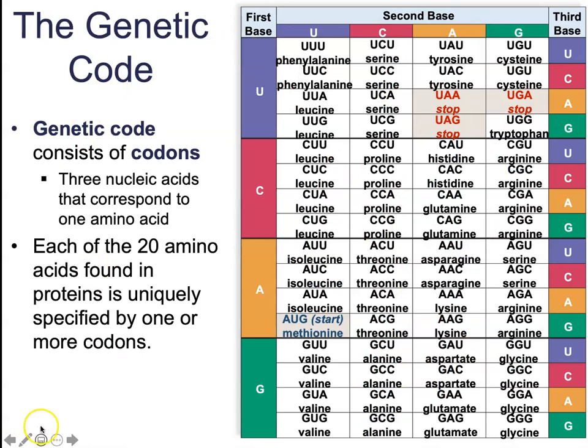So that is going to be our table for the genetic code. In the remaining sections of this chapter, we're going to be breaking down those two steps, transcription and translation.